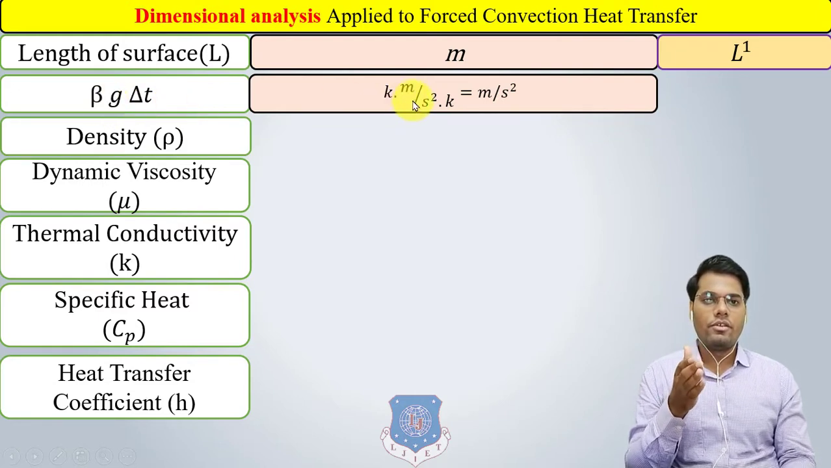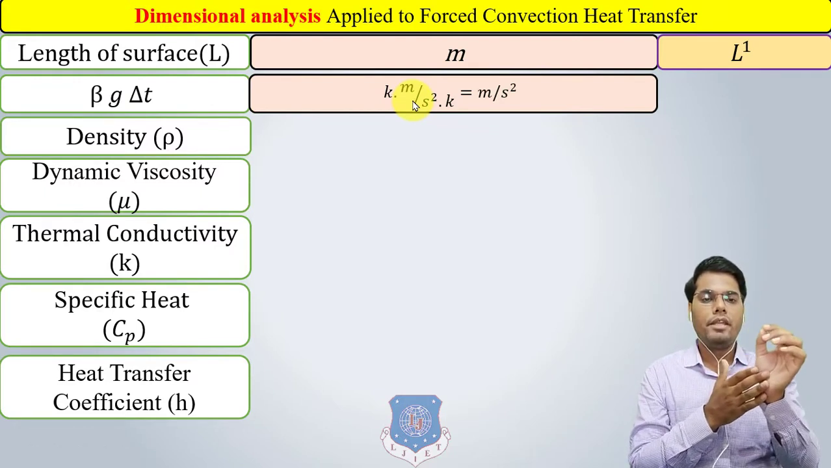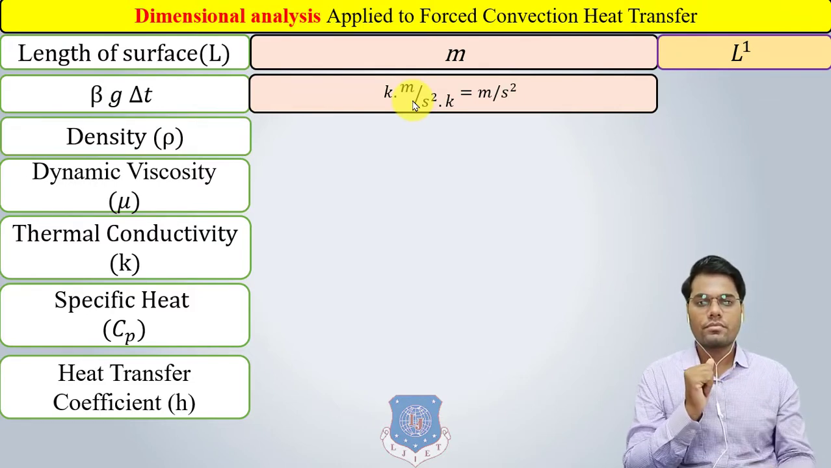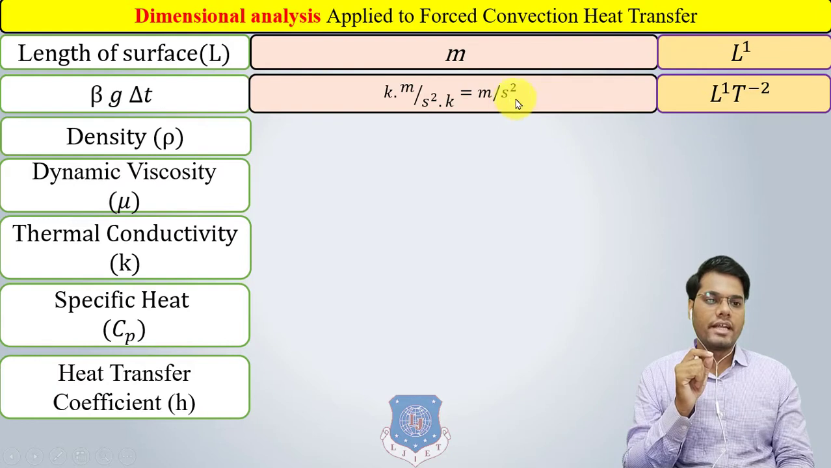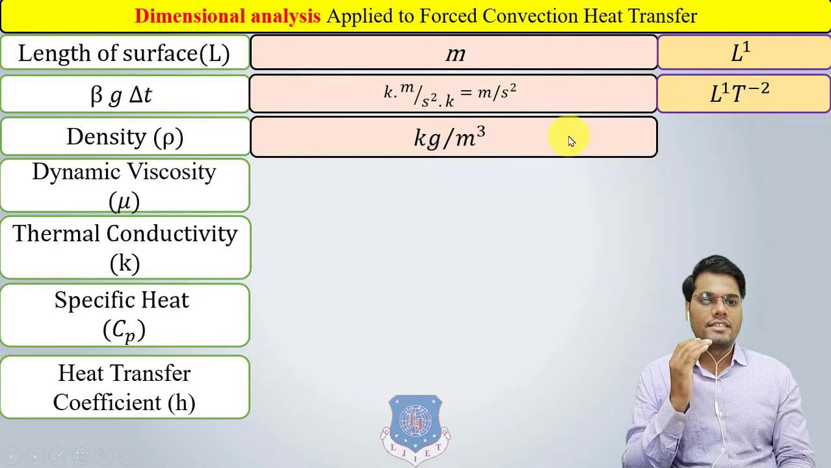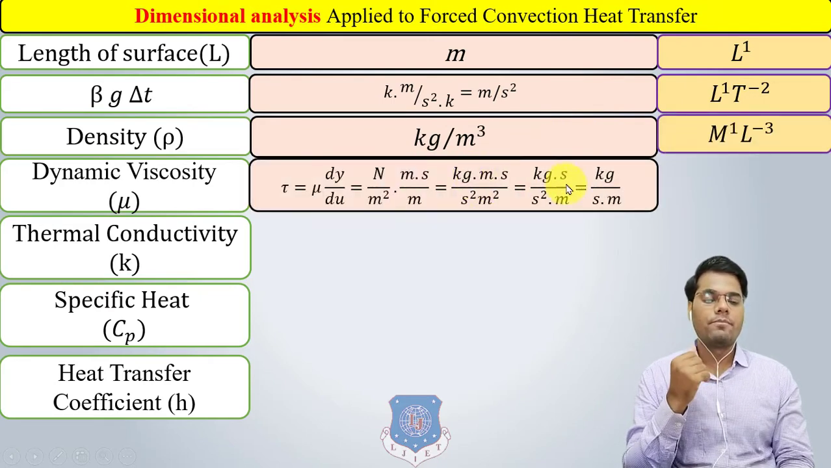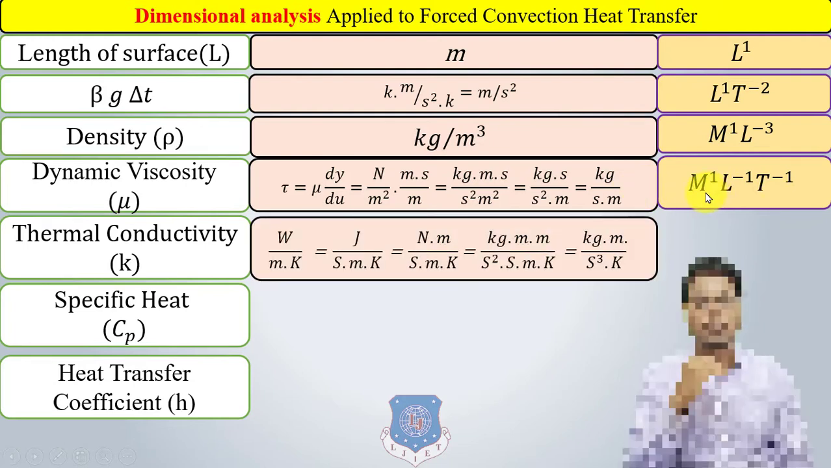You can easily find the value of volumetric expansion beta by 1 upon the mean temperature of the fluid and the surface. So the overall unit would be meter per second square. So for the meter, L raised to 1, for the second square, time T raised to minus 2. We know the density is kg per meter cube, so M raised to 1, L raised to minus 3. For the dynamic viscosity, kg per second into meter, so for kg M raised to 1, for second capital T raised to minus 1, for meter L raised to minus 1.